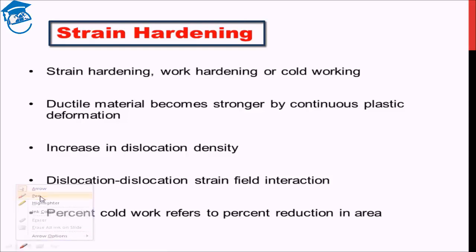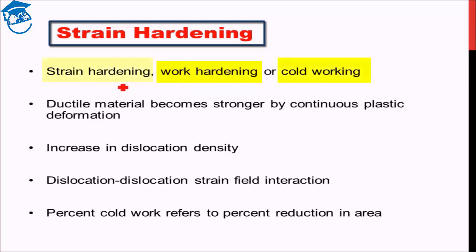Now strain hardening, we'll discuss what exactly it is, but to begin with, strain hardening is alternatively known as work hardening or cold working. Basically the name suggests that it is a hardening process, right? And this is hardened due to internal strain being generated. Work hardening means you work on the material, that is you impart energy into the material. As a result, the material hardens.